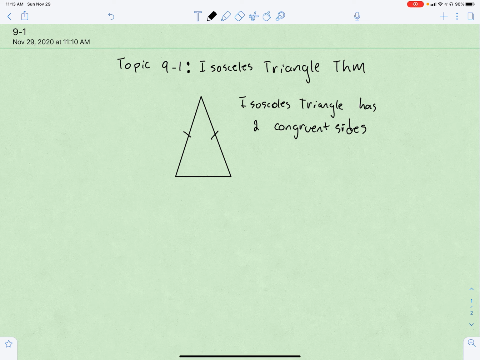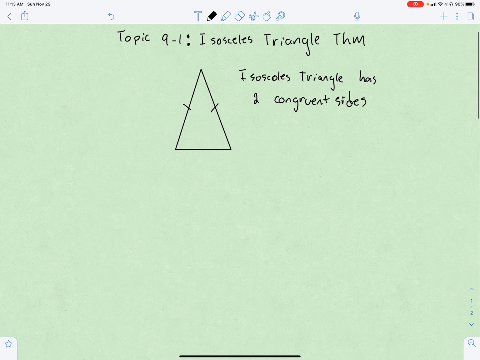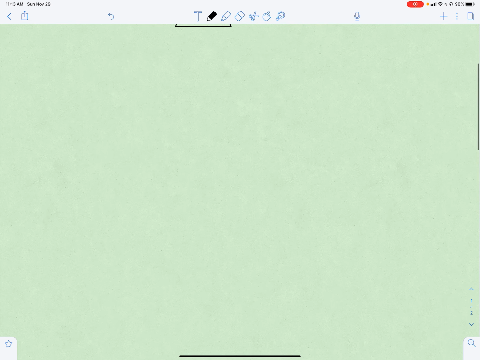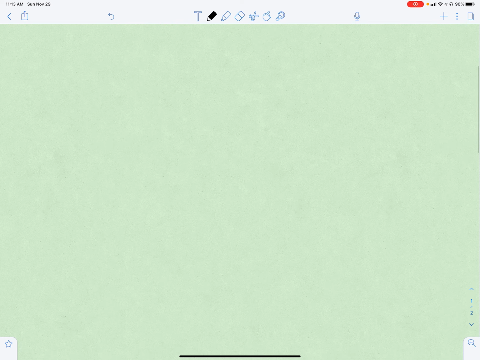Now, remember that that's what these marks on the side mean, these marks right here. If a triangle has sides with the same markings, you know that those two sides are equal. So just remember that's how we talk about congruence. Now we're going to talk about the big idea for today, which is the isosceles triangle theorem. So this is a VIC. This is a very important concept.